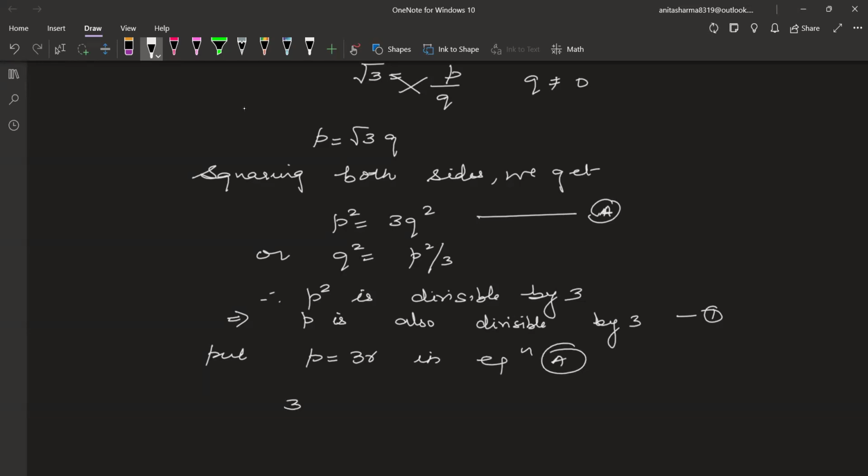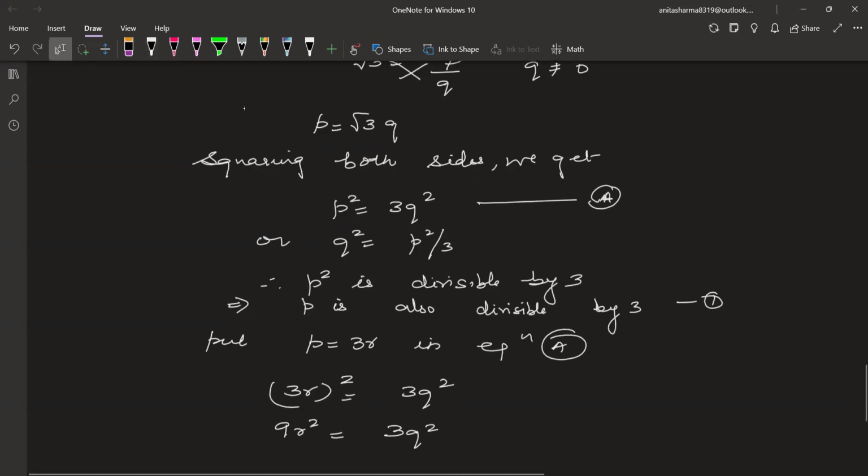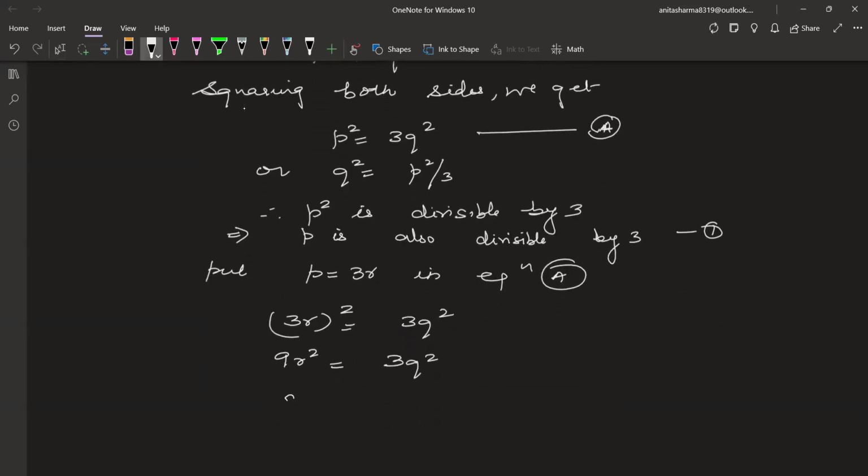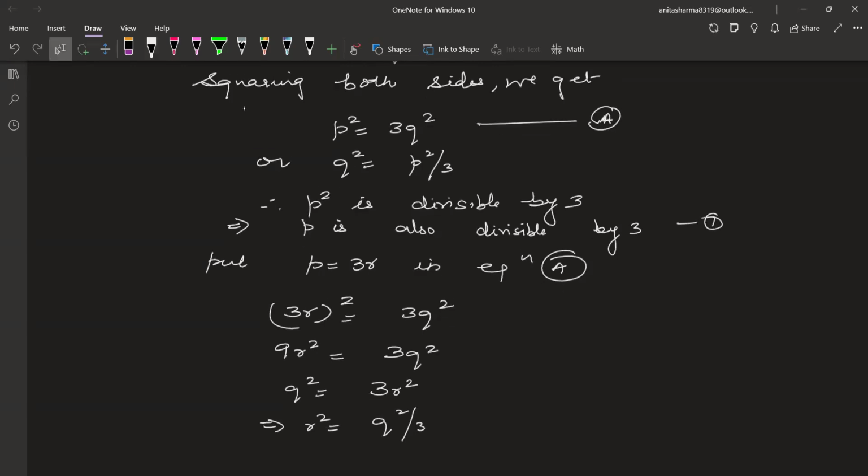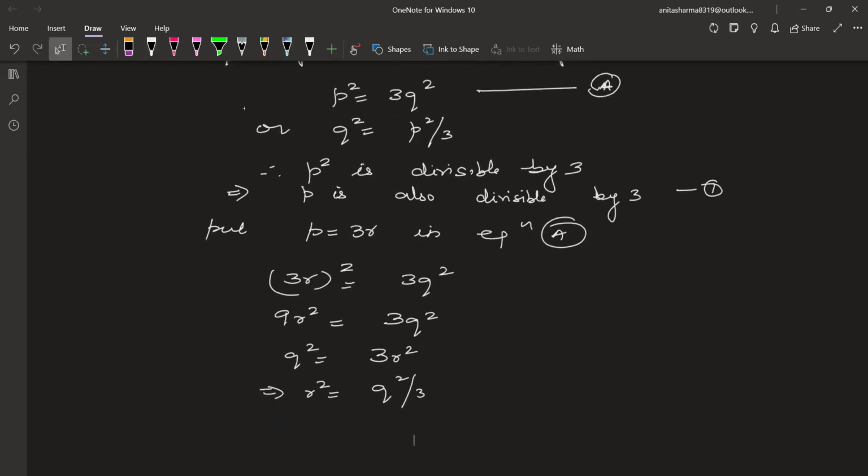It will be 3R whole square is equal to 3Q square. So 3 3s are 9. 9R square is equal to 3Q square. So now the value of Q square will be equal to 3R square. So this implies the value of R square will be Q square by 3. Right, beta? Yes, ma'am. Understood, children, till here?